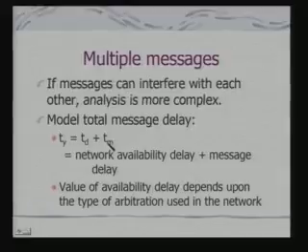There are two aspects of it. One is the network availability delay and the other is the message delay. The message delay is what we had already seen. Network availability delay becomes critical when we are looking at multiple messages, because this is the availability of the network. What does the availability of the network mean? That the communication channel is made available to the message for being transmitted. Now, the value of availability delay depends upon the type of arbitration used in the network, because arbitration will decide whether the communication channel will be available for transmitting a message or not.